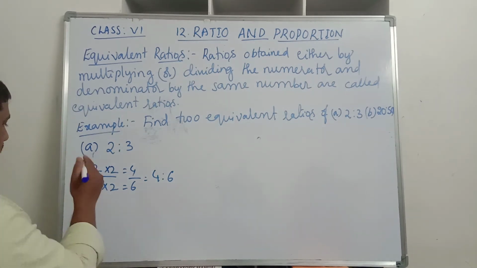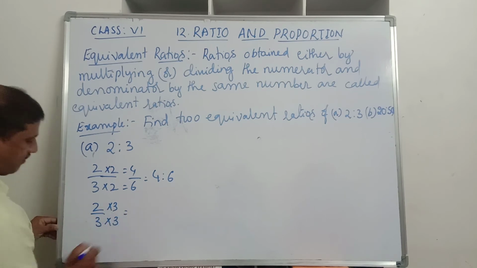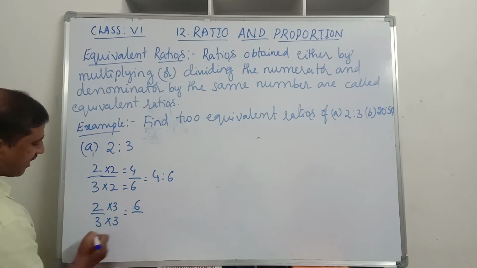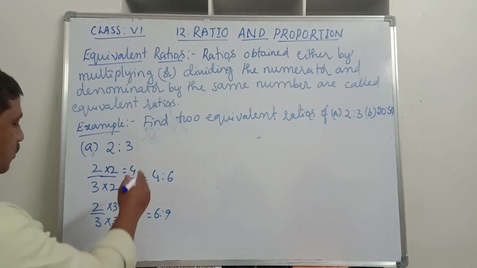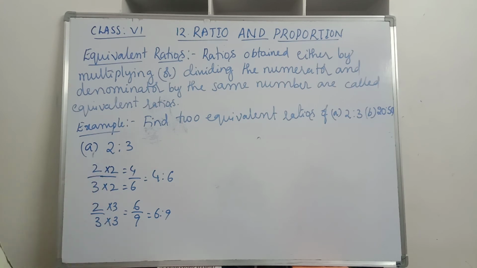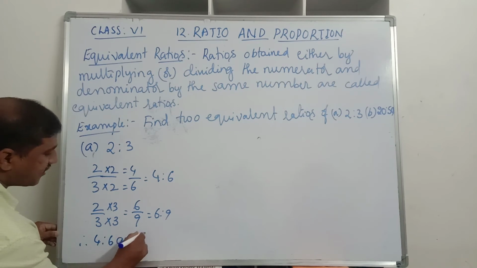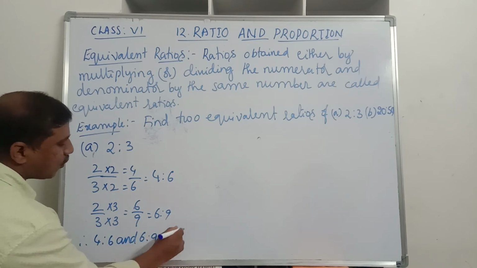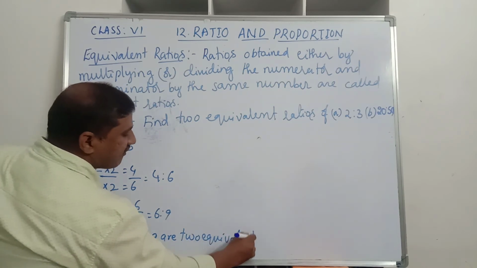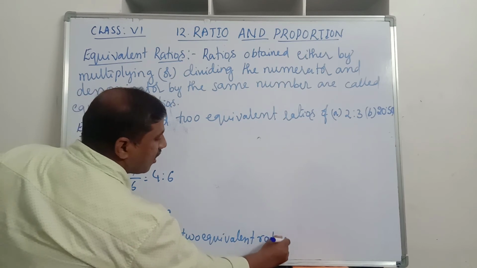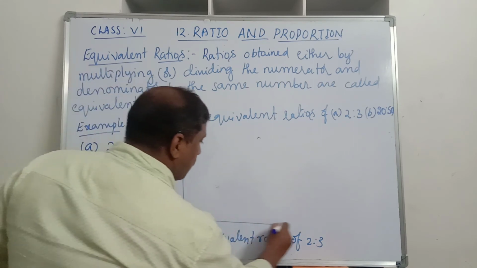Now multiply 2 by 3 with 3, both numerator and denominator. We get 2 into 3, 6, divided by 3 into 3, 9. That is 6 is to 9. So now these two are equivalent ratios of 2 is to 3. Therefore, 4 is to 6 and 6 is to 9 are two equivalent ratios of 2 is to 3.